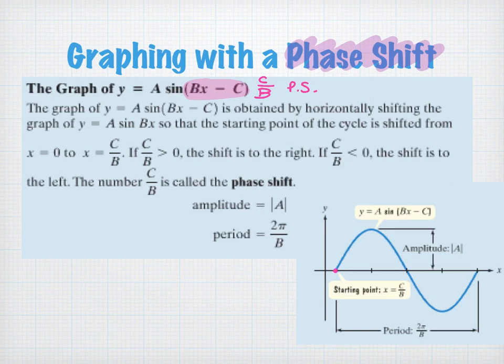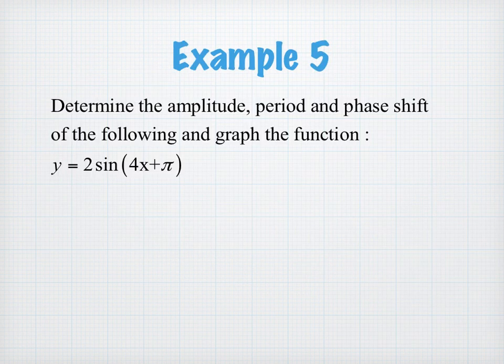If it's positive, obviously, you're going to start to the right of 0, and all of your other key points will shift to the right. If your phase shift is negative, then it's going to shift it to the left. So everything would have started behind your y-axis. So let's look at an example that has a phase shift.